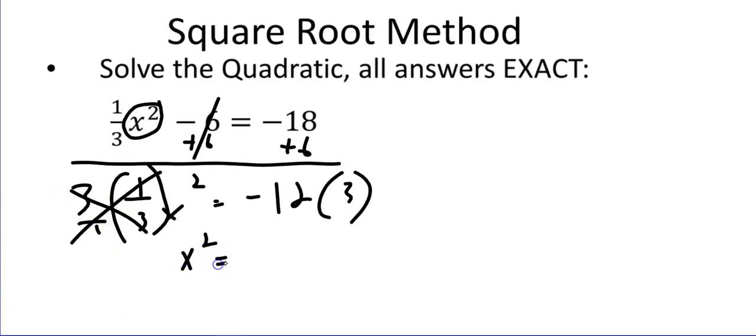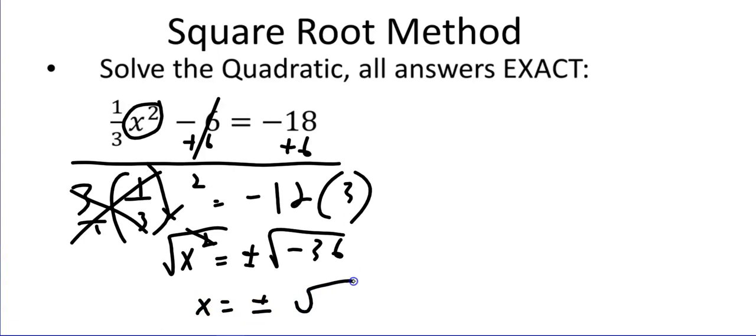That's going to give me x squared equals, and if you want to write the plus or minus here first, you can. It doesn't matter. Negative 36. We're going to square root both sides, like so. And that's going to give me x equals plus or minus the square root of negative 36. Now, we talked about this in the first lesson. 36 is a perfect square, but this negative needs to come out as an i. So we have plus or minus 6i. And that's your exact answer.